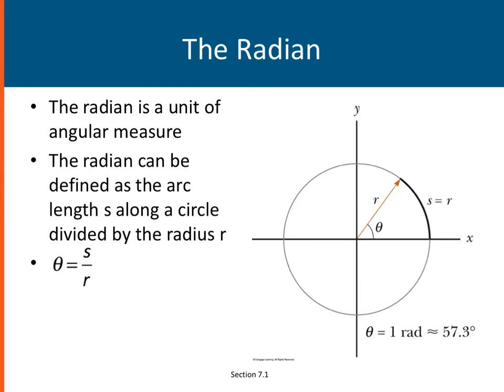So the first thing we need to remember is what a radian is. We're going to probably have our calculators in radians most of this chapter. So the radian is a unit of angular measure and can be defined as the arc length S along a circle divided by the radius R. So theta is going to be S divided by R, and so that's how they're related.